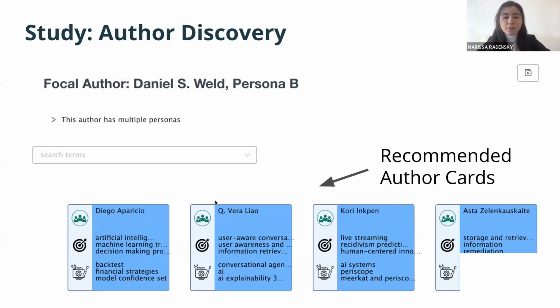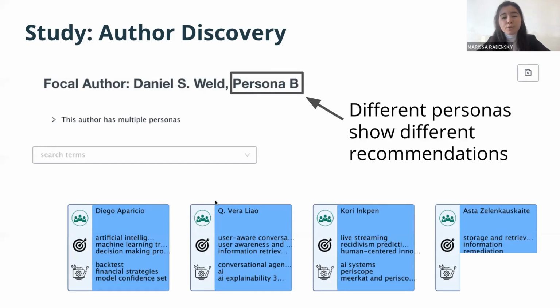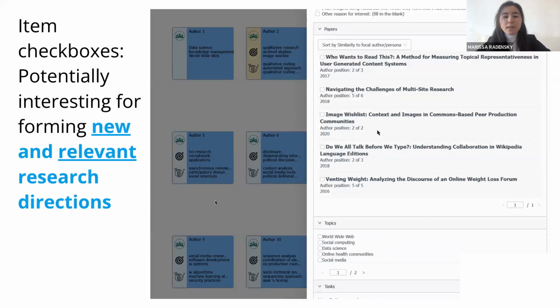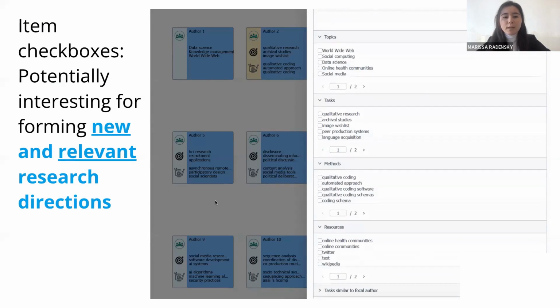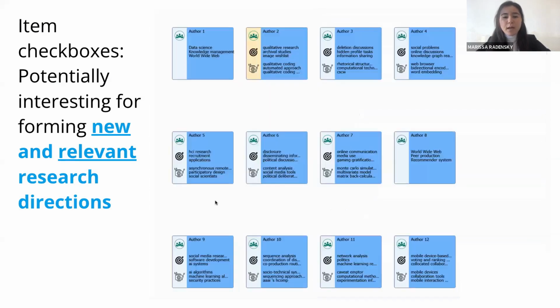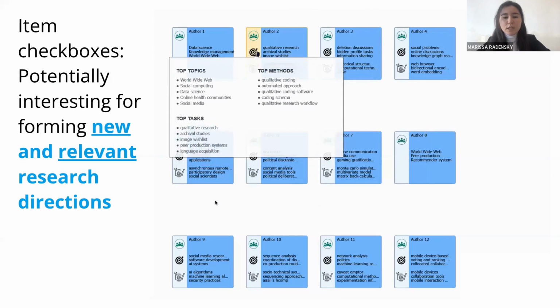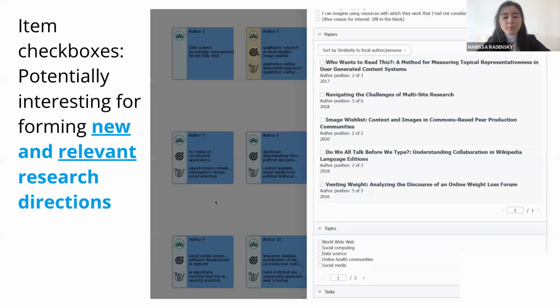Dan sees recommended authors, recommended according to our condition or the baseline. And different personas show different recommendations according to different lines of work. Dan is instructed to examine the recommended authors, look at their papers, the topics and tasks they work on, and the methods and resources they use, and check items that he considers potentially interesting for forming new and relevant research directions.